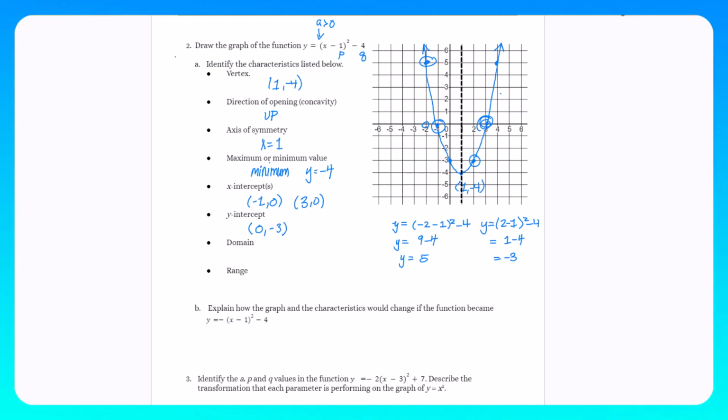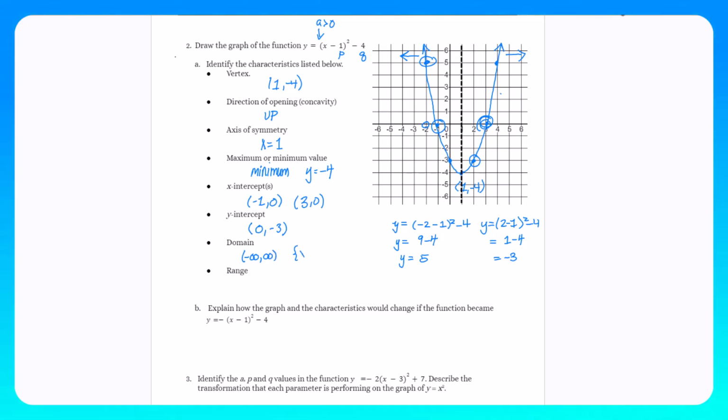Now the domain. Well, this goes to the right in that direction. Notice it's veering off to the left in that direction. So that means the domain is going to go to positive and negative infinity. So if we wrote this in interval notation, it would be like this.